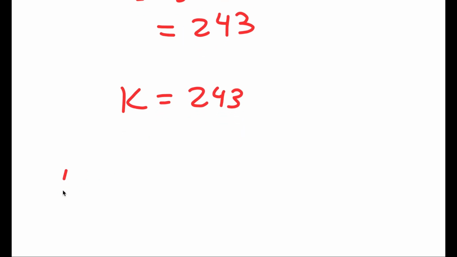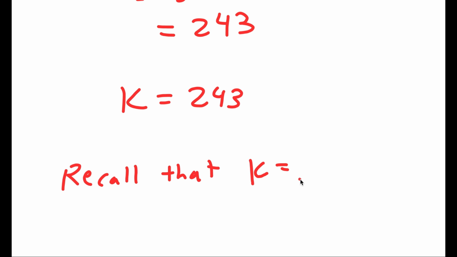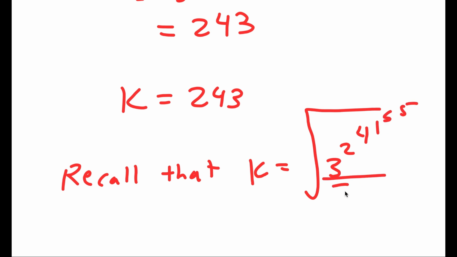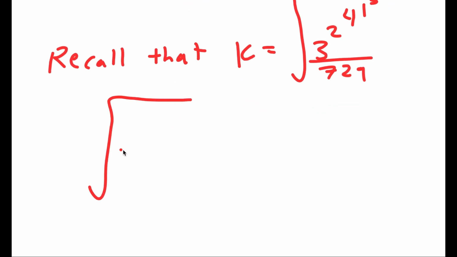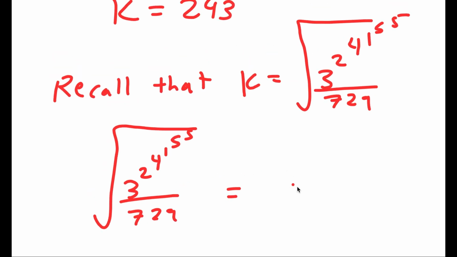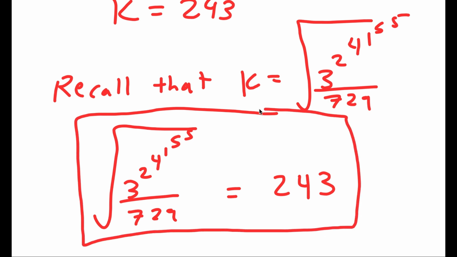But recall that k is equal to the square root of 3 to the power of 2 to the power of 4 to the power of 1 to the power of 5 to the power of 5 all over 729. Meaning the value of 3 to the power of 2 to the power of 4 to the power of 1 to the power of 5 to the power of 5 all over 729 is equal to 243. So this is my solution to this problem.